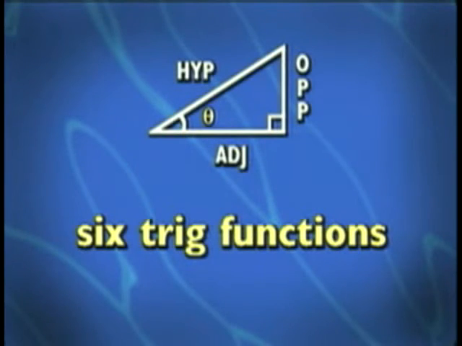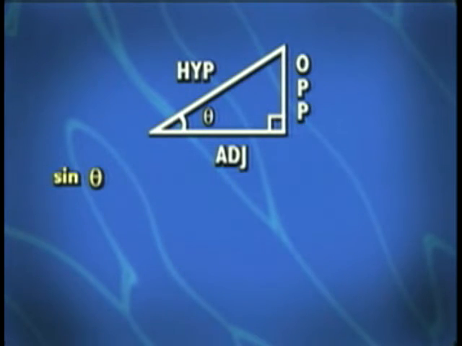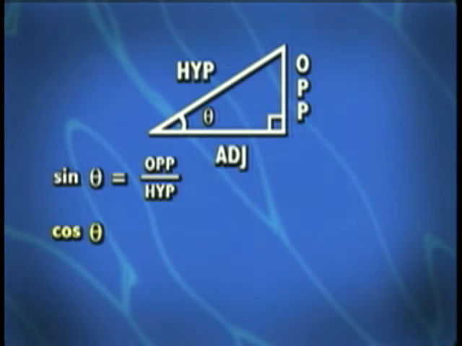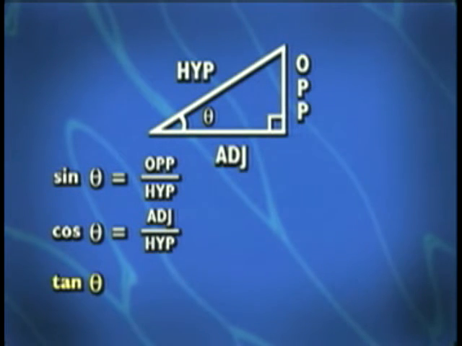So the 6 trig functions for theta are defined like this. The sine of theta, abbreviated SIN, is the opposite side from theta over the hypotenuse. The cosine of theta, abbreviated COS, is the adjacent side of theta over the hypotenuse. The tangent of theta, or TAN, is the opposite side over the adjacent side of theta.